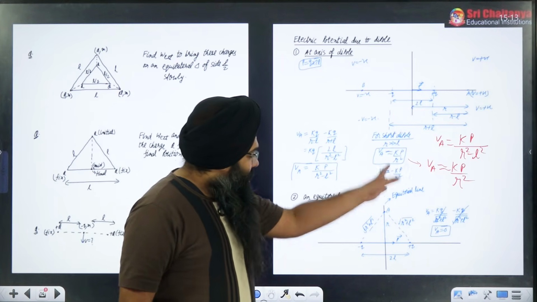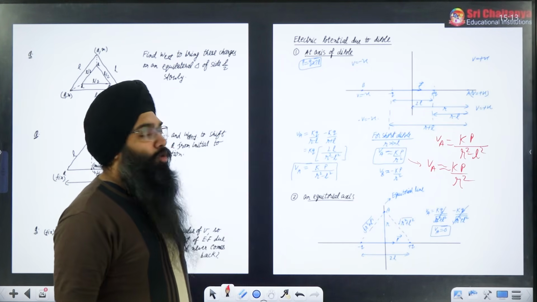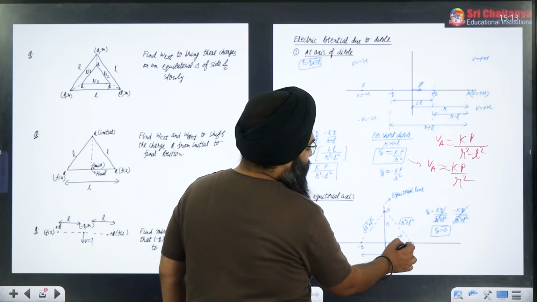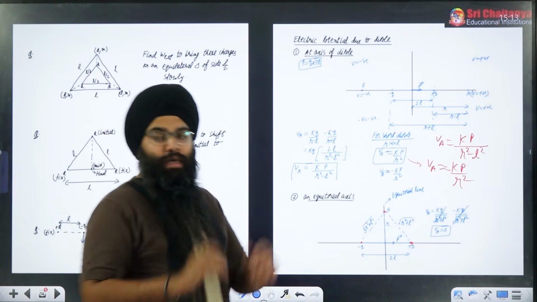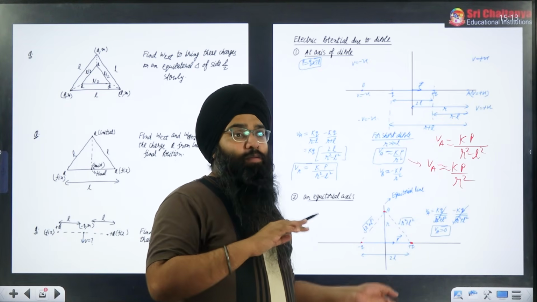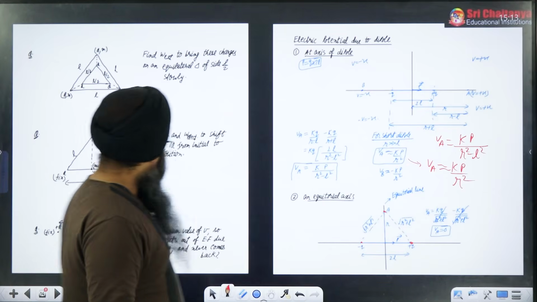On the equatorial line, that is the perpendicular bisector line, the potential will come out to be 0. Because the distance from the minus q charge to this point and from the plus q charge to this point is the same, the potentials will be equal and opposite. That means one will be positive, one will be negative. So the overall potential will come out to be 0.